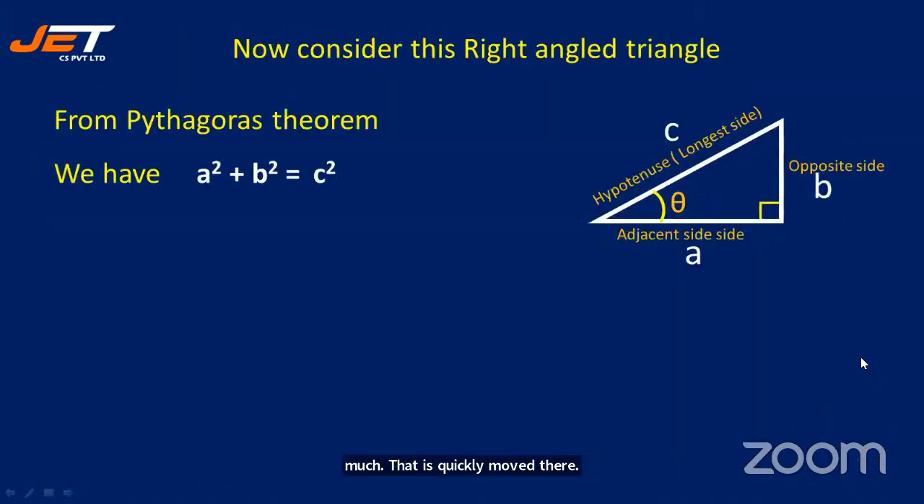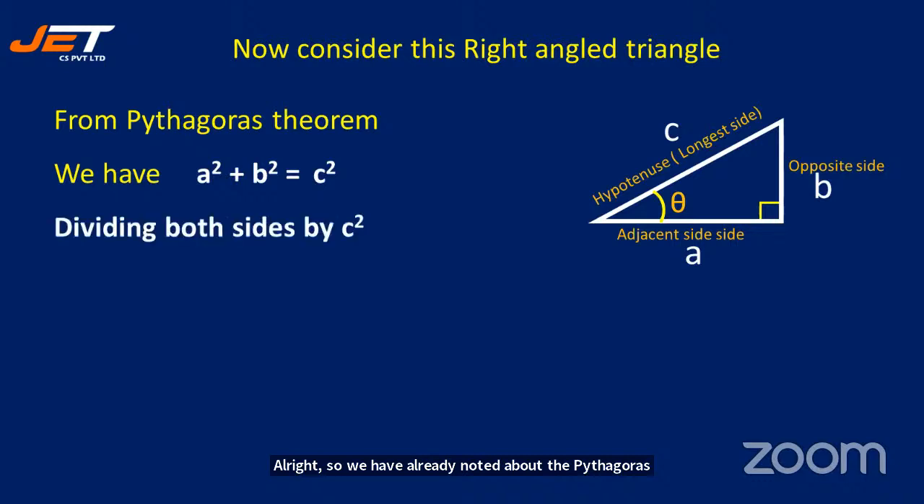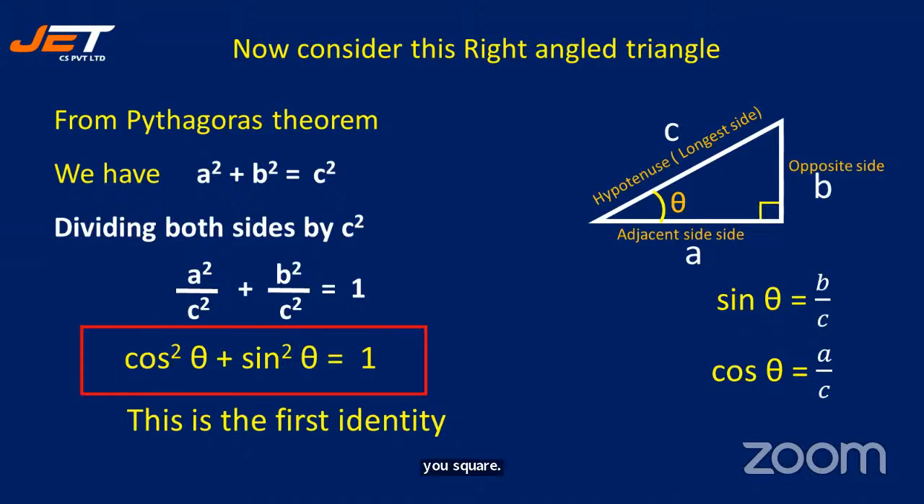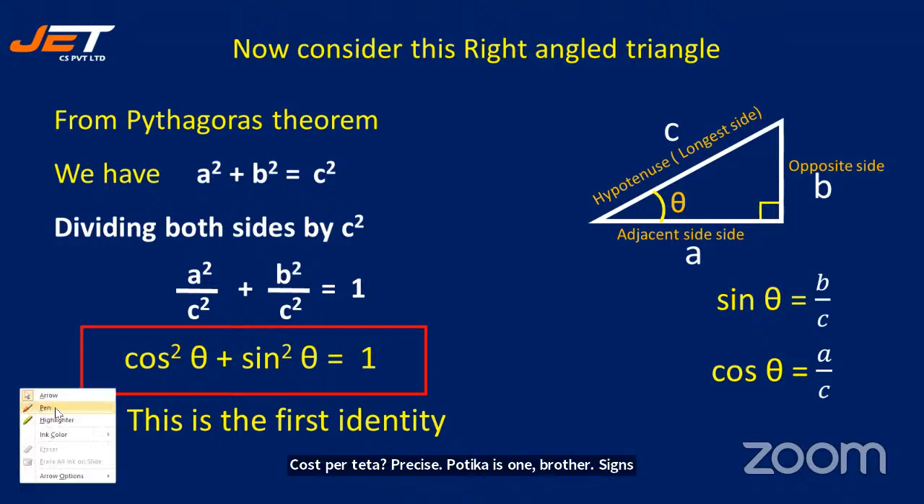All right. So we have already noted the Pythagoras theorem, a square plus b square is c square, that is adjacent square plus opposite square is equal to hypotenuse square. Yes, so these things we already know, and very important are these identities. What are these identities? Cos square theta plus sin square theta is 1, rather sin square theta plus cos square theta is 1.